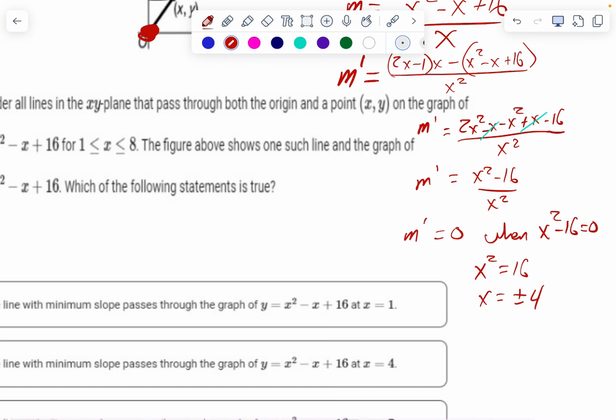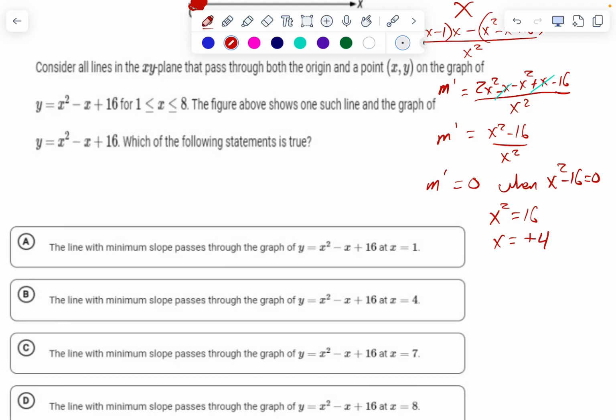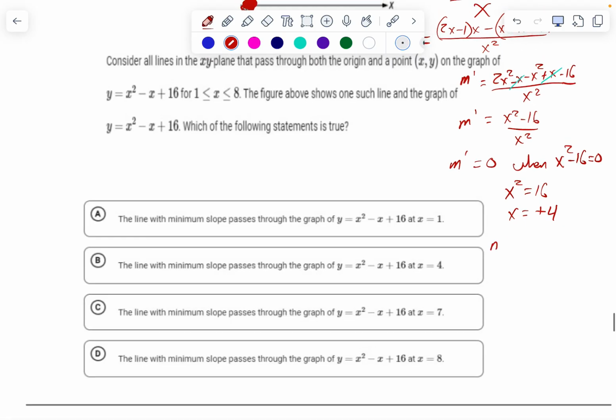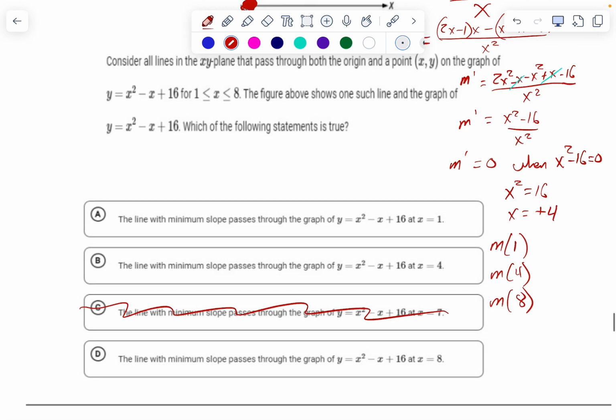But look at our interval. Do we need to worry about negative? Nope. So just worry about the positive 4. Okay, are we done? Can we just say it's at 4 since that's an option? No. We really should check the slope value at 1, 4, and at 8. But we can kick out C now, because that's not a critical point or an endpoint. And then we just plug this in.